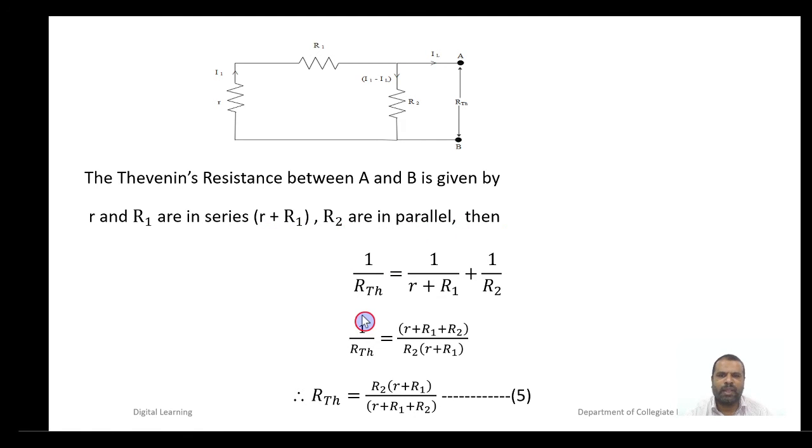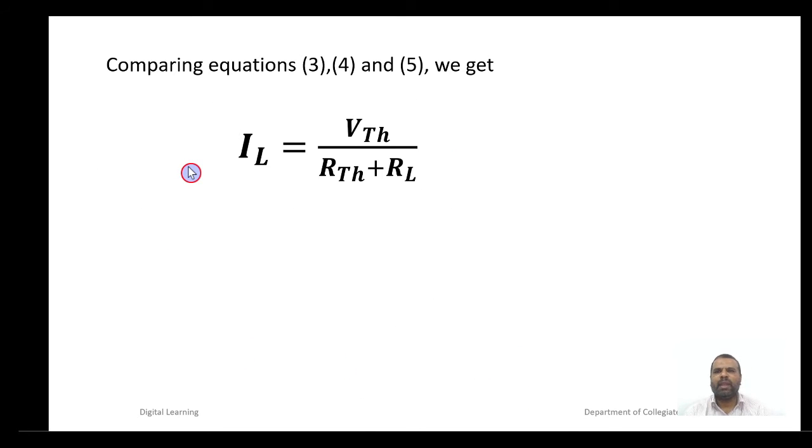Then 1 by RTH is equal to 1 by R plus R1 plus 1 by R2. 1 by RTH is equal to R plus R1 plus R2 divided by R2 into bracket small r plus R1 bracket complete. Therefore, RTH is equal to R2 into bracket small r plus R1 divided by R plus small r plus R1 plus R2. Call this as equation number 5. Comparing equations 3, 4 and 5, we get IL is equal to VTH divided by RTH plus RL.